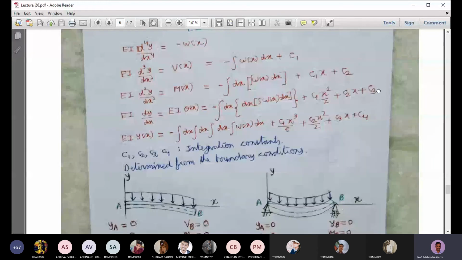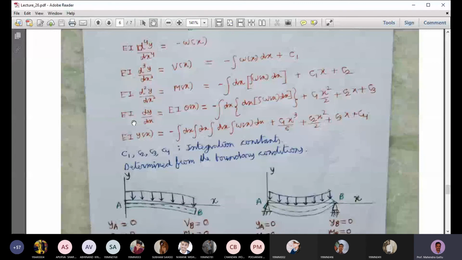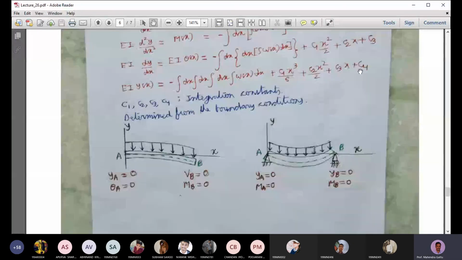So finally, we'll do the fourth integration for the fourth time. We'll get the deflected shape EI y of x, and x square dx will be x cubed by 3. So 1 by 3 into 1 by 2, 1 by 6, and x dx is x square by 2, and C3x plus C4. So in this equation, there are four integration constants: C1, C2, C3, C4, and W of x is given, that is the applied distributed load. So we have to find how to find these four integration constants. So you can look at some examples here.